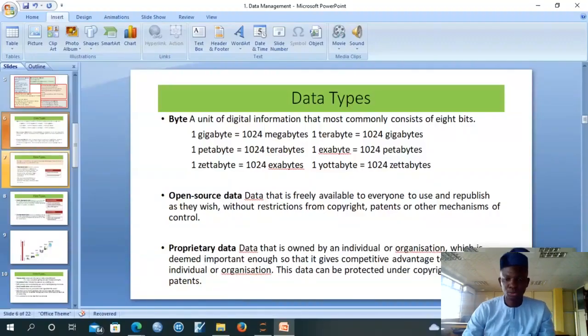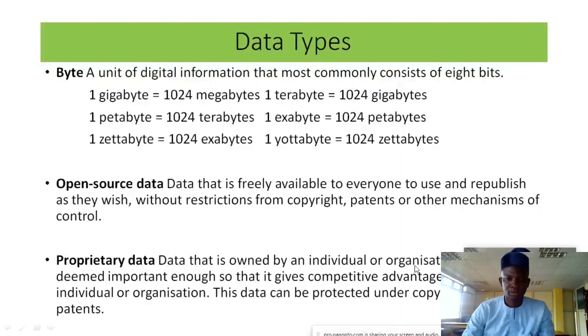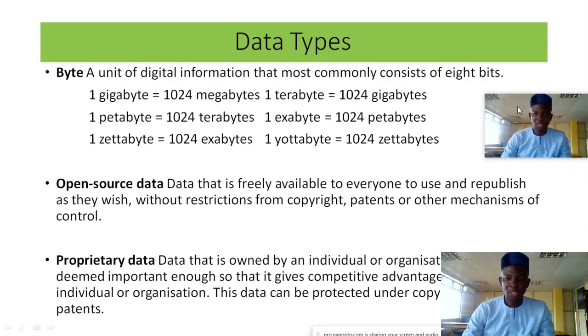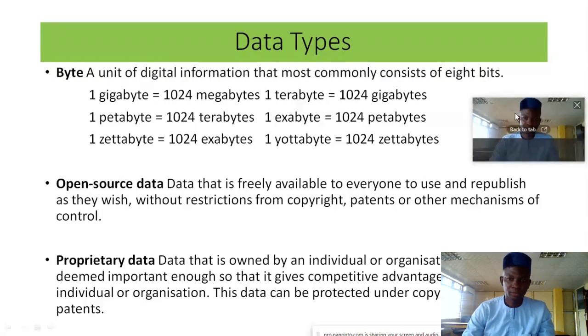Now we move to data types. The data is measured in bytes, which is a unit of digital information that contains 8 bits. So we are used to how many megabytes we have in the data. 1 megabyte is about 1000 kilobytes, and 1 gigabyte is about 1000 megabytes. So this is the relationship.